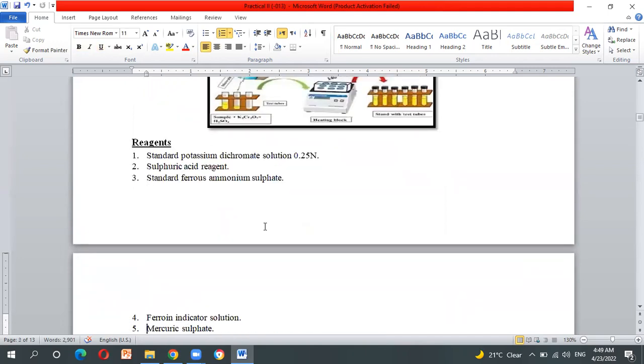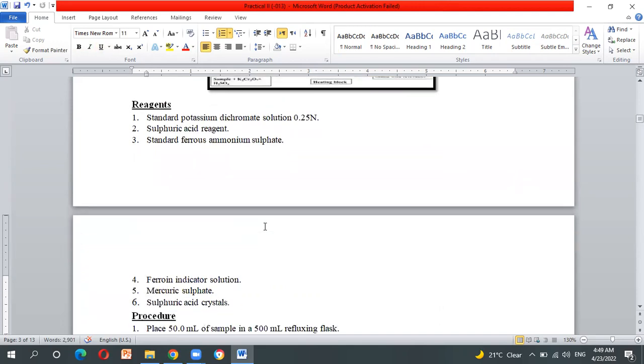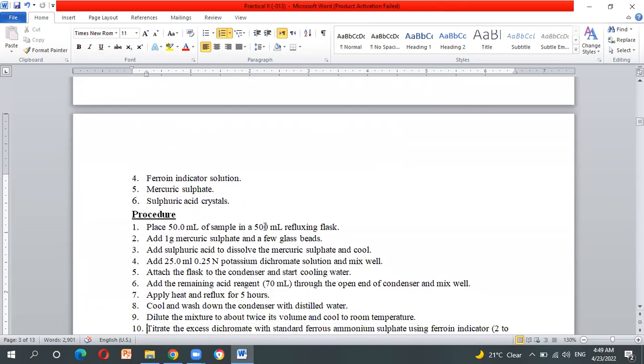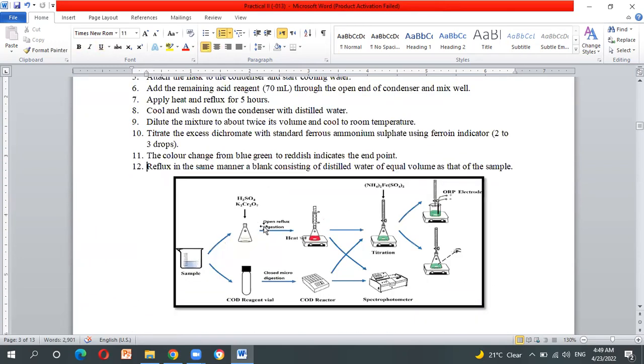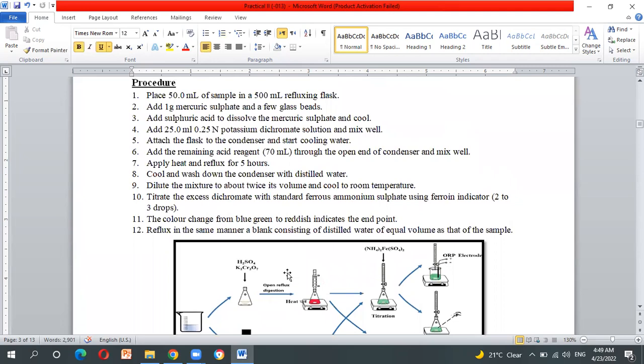Reagents used are standard potassium dichromate solution 0.25 normal, sulfuric acid reagent, standard ferrous ammonium sulfate, ferroin indicator, mercuric sulfate, and silver sulfate crystals. The procedure of this practical is: place 50 milliliters of sample in a 500 milliliter refluxing flask. Add 1 gram mercuric sulfate and a few glass beads. Add sulfuric acid to dissolve the mercuric sulfate and cool.